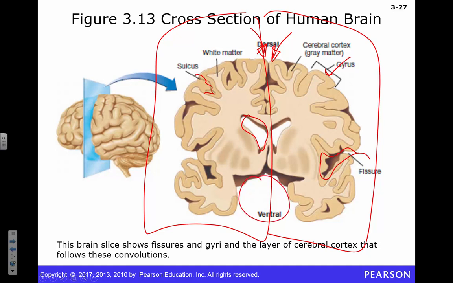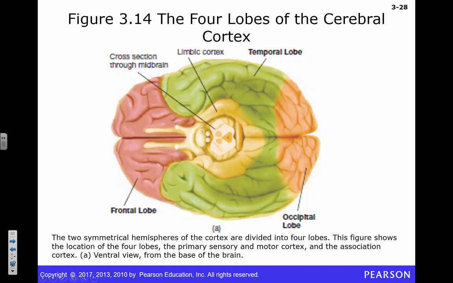In this space, if you were to move back, you would eventually start to see the cerebellum and the brainstem. If you don't see that there, it's not a problem. All right, here's the bottom of your brain.